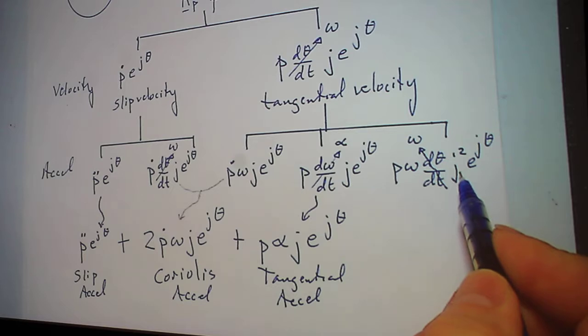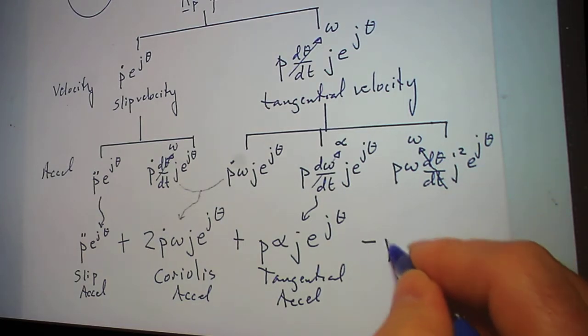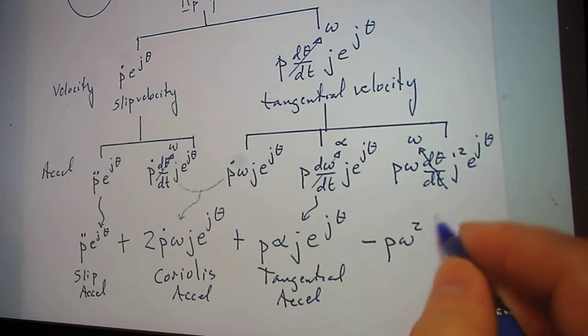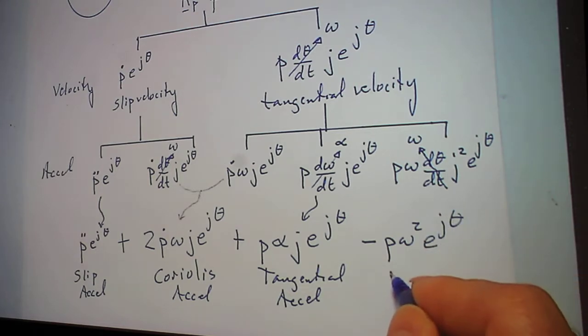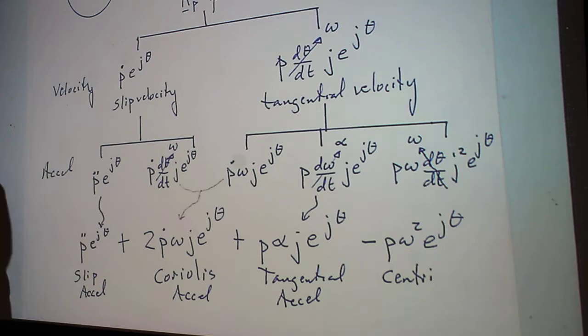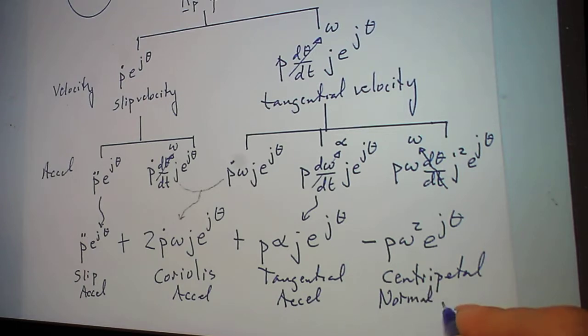Because of the j squared here, I'm going to put a minus sign out here. That's minus P omega squared e to the j theta. And so this is the centripetal, or normal, acceleration. Right?